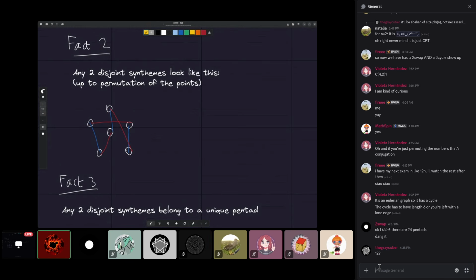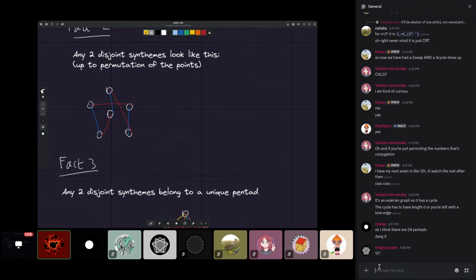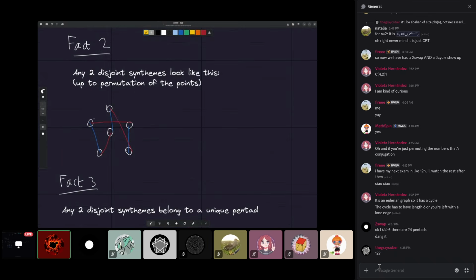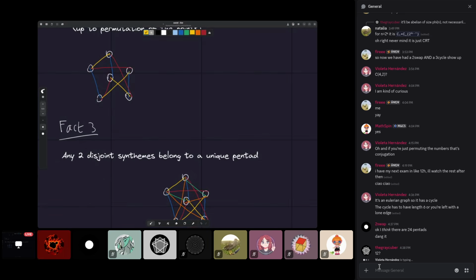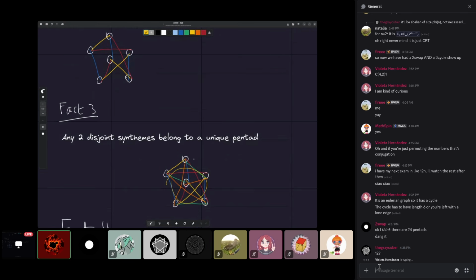Okay, so any 2 disjoint synthemes look like this by this fact. And then when we filled it in, we said, in a pentad, whatever syntheme is here, we'll call it yellow. Then we can try to complete yellow like this, but we ran into a problem, so it can't possibly be like this. It can't go here because we've got the blue edge. So yellow has to go here, and similarly, everything else was forced, and you have to end up with this.